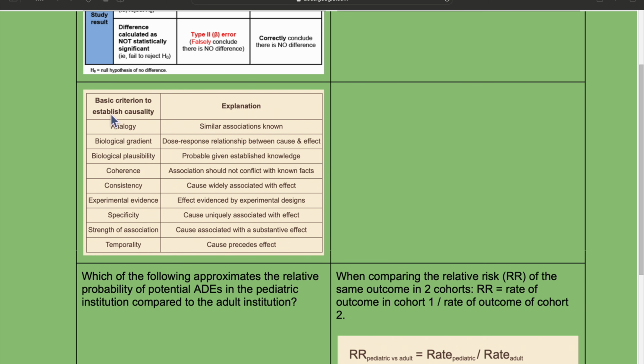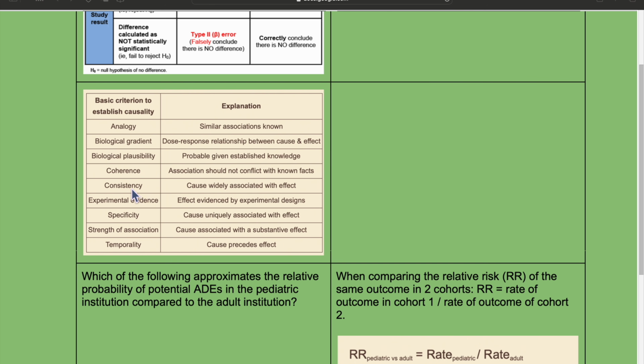Basic criteria to establish causality. Analogy, similar association known. Biological gradient is dose-dependent relationship between cause and effect. Biological plausibility, probable, given established knowledge. Coherence is association should not conflict with known facts.